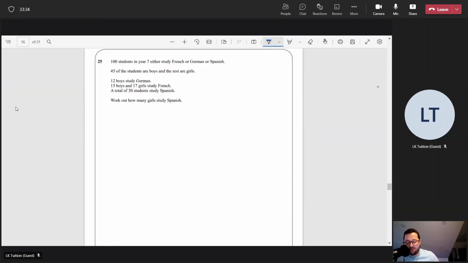So number 25, 100 students in year 7 either study French or German or Spanish. 45 students are boys and the rest are girls. Then it says 12 boys study German, 15 boys and 17 girls study French, and a total of 30 students study Spanish. Work out how many girls study Spanish.